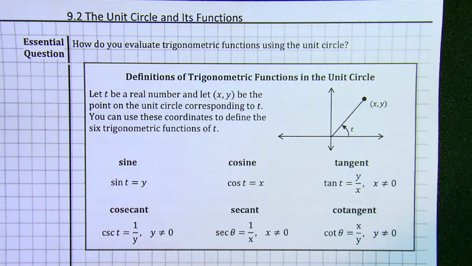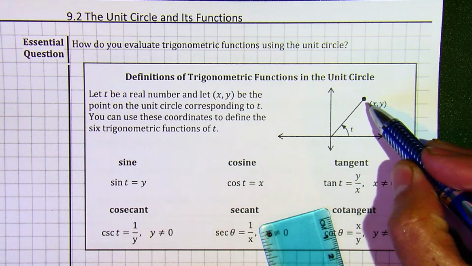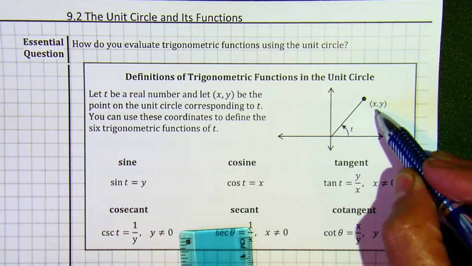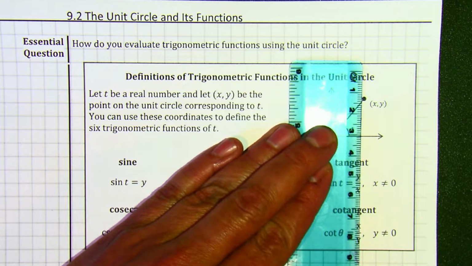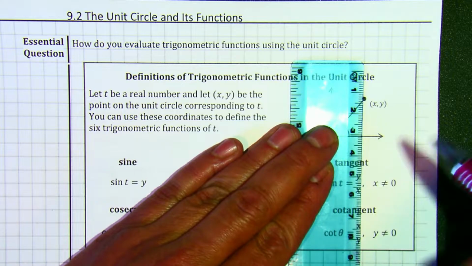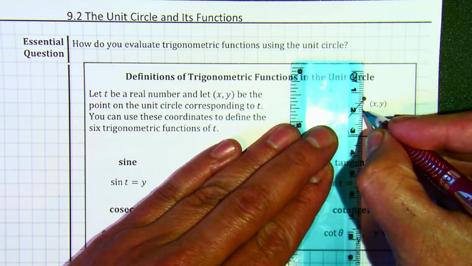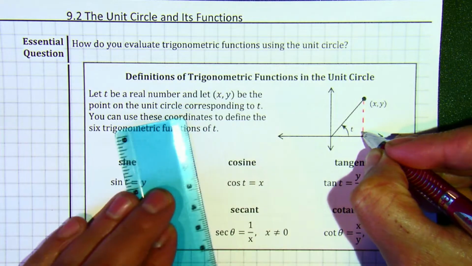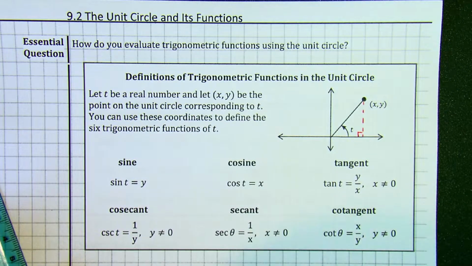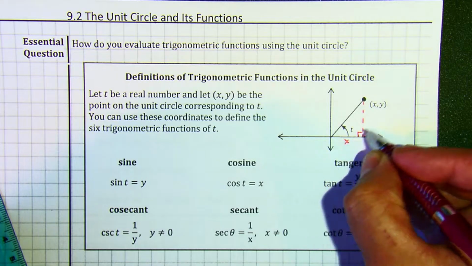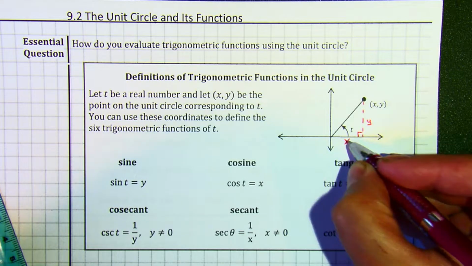Now, one of the things that you want to think about is that the point is going to be a coordinate, x and y. So therefore, if we place a perpendicular line towards the x-axis, this is going to be a right angle. Therefore, this is your x value, and that is your y value. Correct?